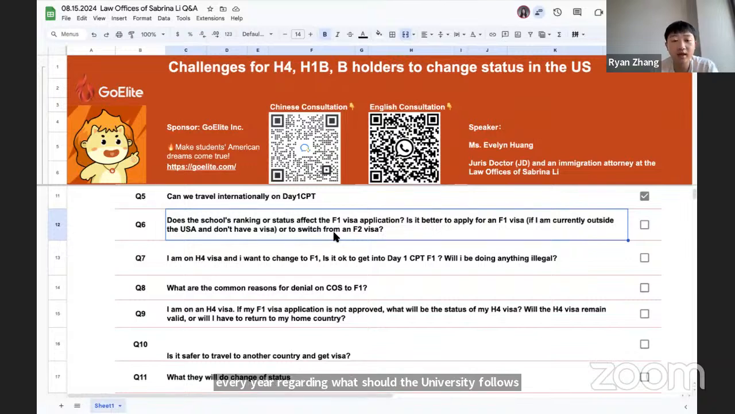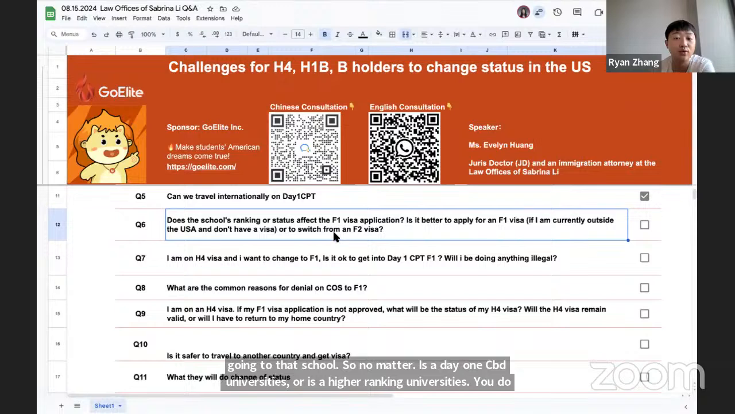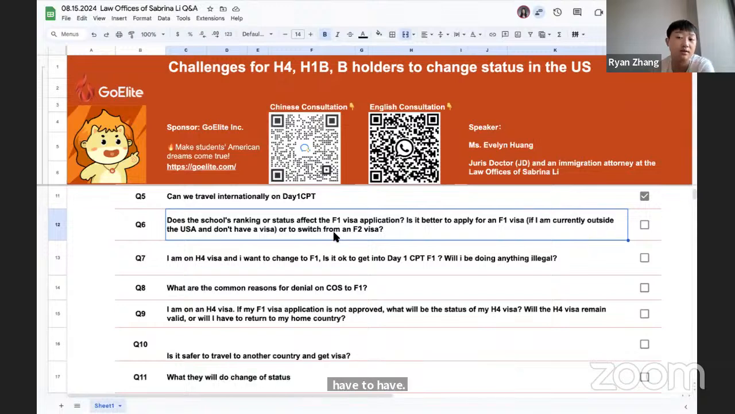And another thing is that when you're doing a change of status, for example to an F1, you do have to provide reasoning of why you chose this school. So no matter how good this school is, you do have to say, hey, this kind of program attracts me, and these classes, and the reasons why you're going to that school. So no matter if it's a day one CPT university or a higher-ranking university, you do have to have reasoning of why you're going to that school, and your primary intention should be education.